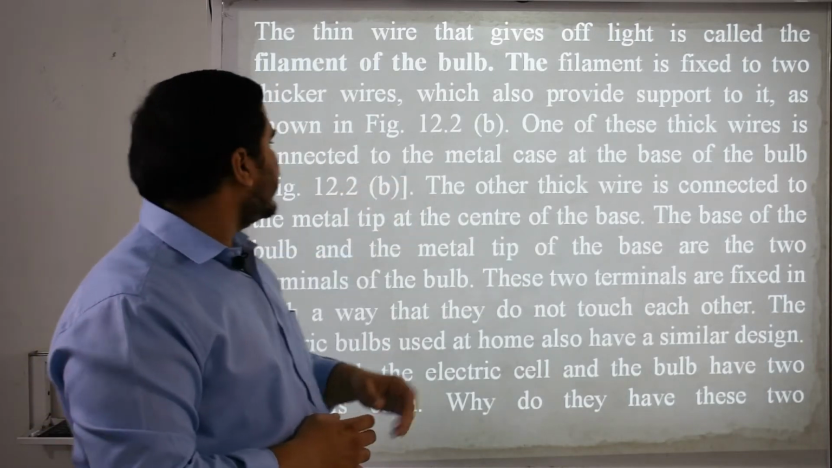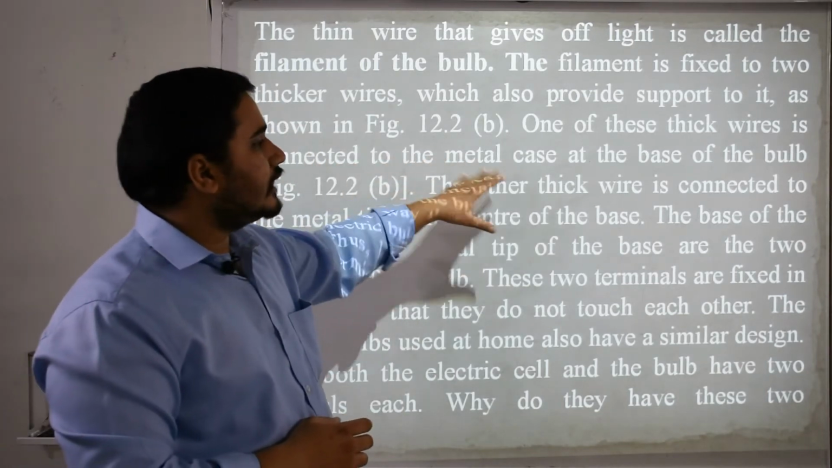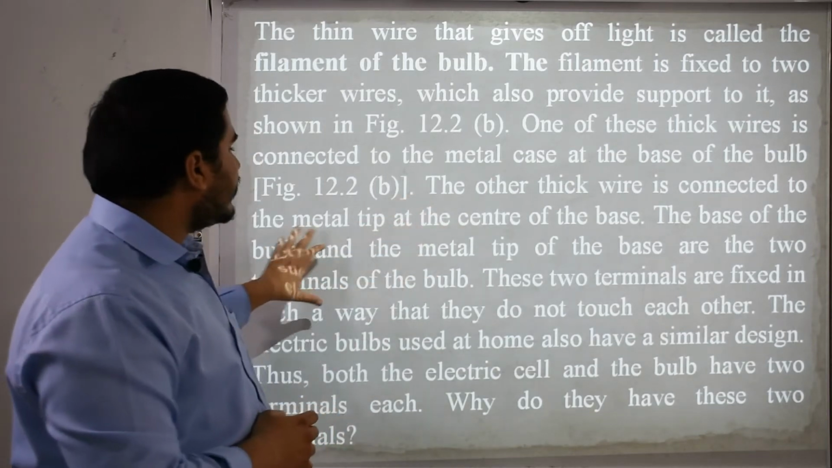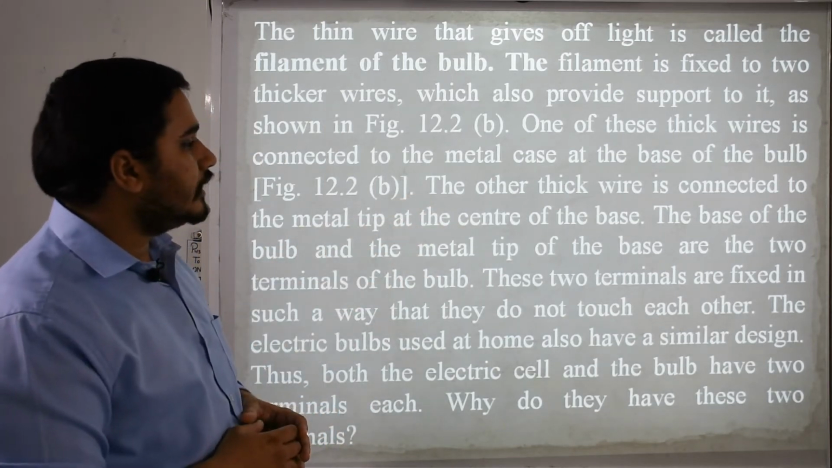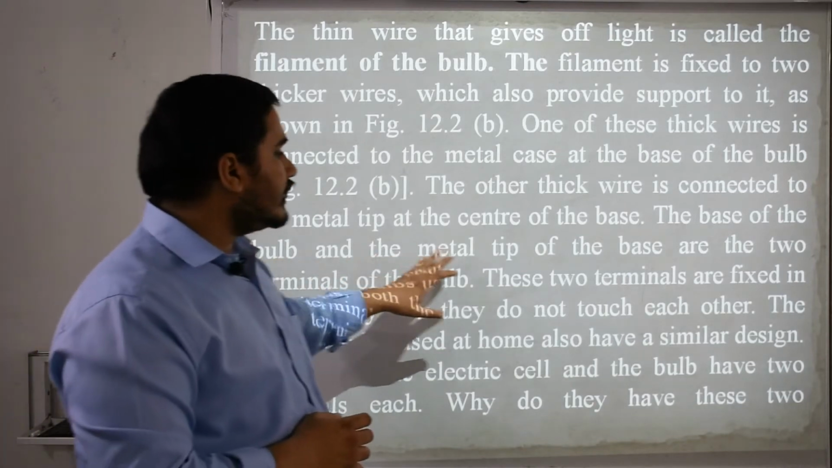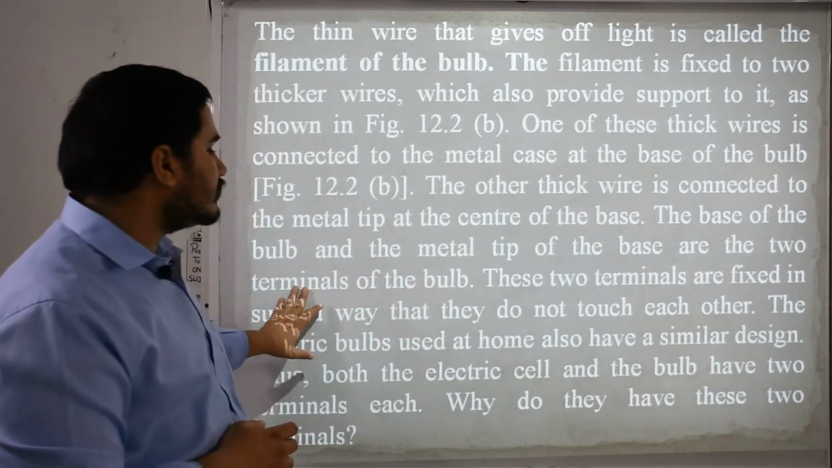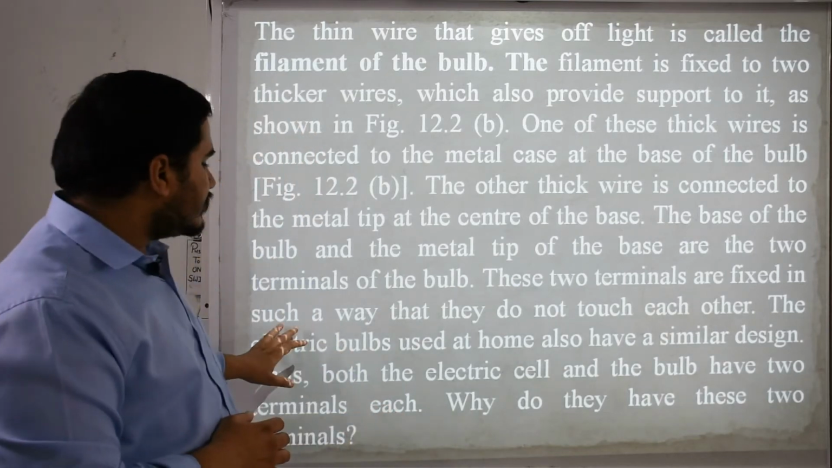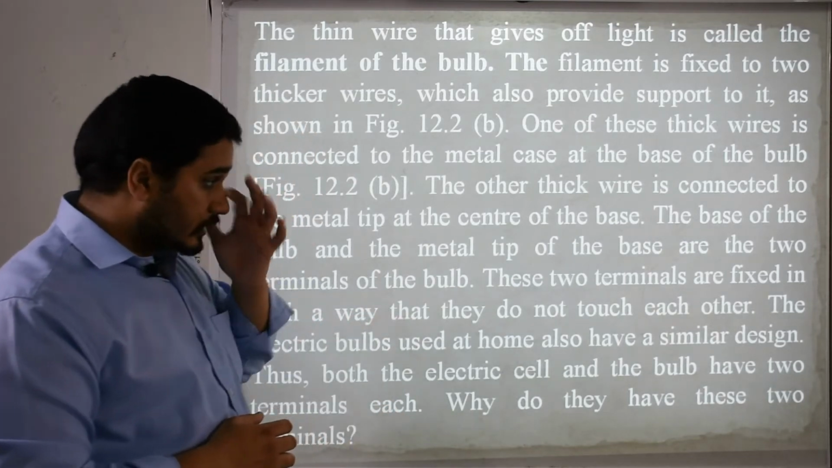One of these thick wires is connected to the metal case at the base of the bulb. The other thick wire is connected to the metal tip at the center of the base. The base of the bulb and the metal tip of the base are the two terminals of the bulb. These two terminals are fixed in such a way that they do not touch each other.